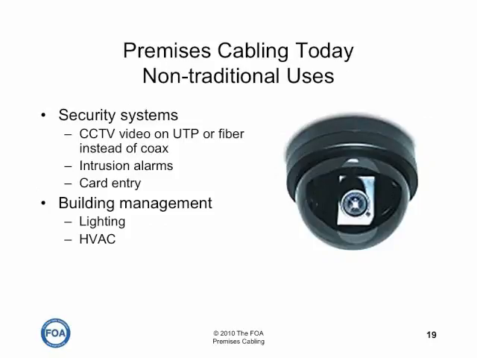We've also seen several different applications for premises cabling, including running video over UTP for closed-circuit television security systems, intrusion alarms, card entry systems, building management systems. Practically anything that runs on copper cabling in a building is now set up to run on standard structured cabling systems.